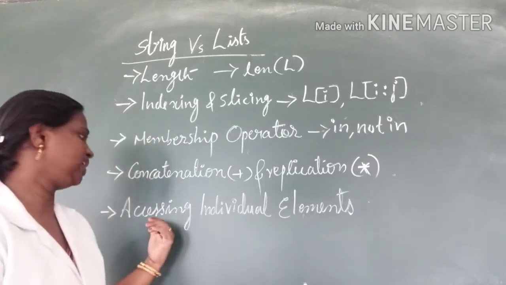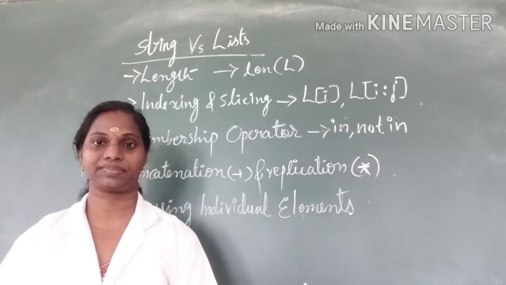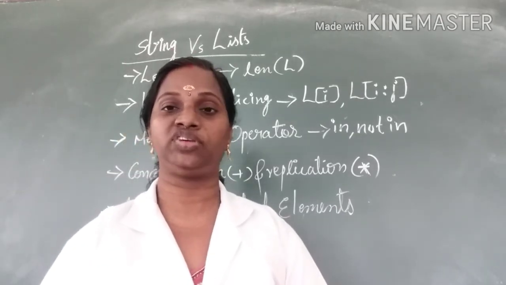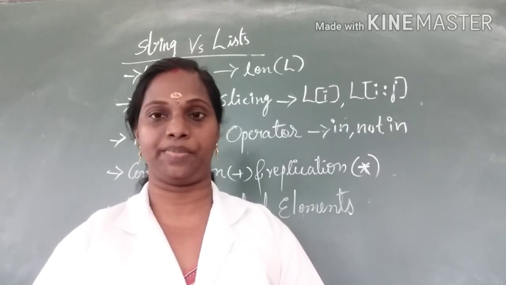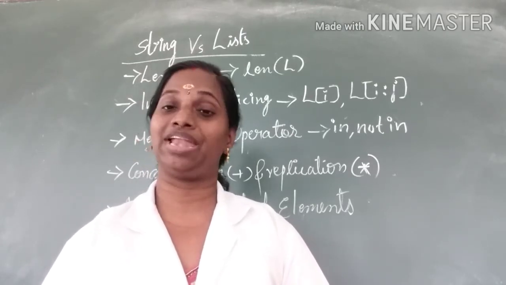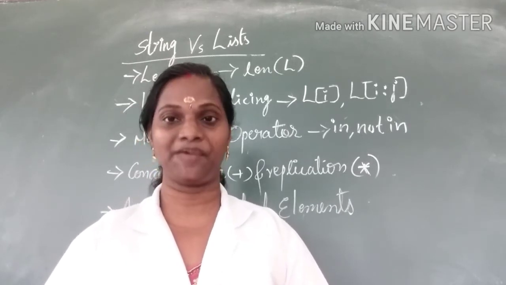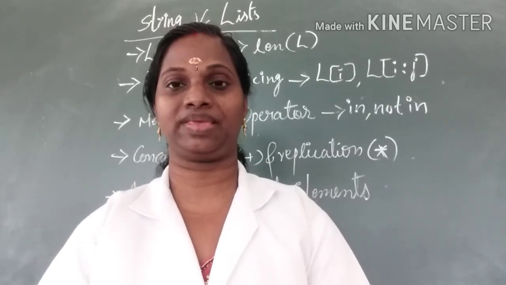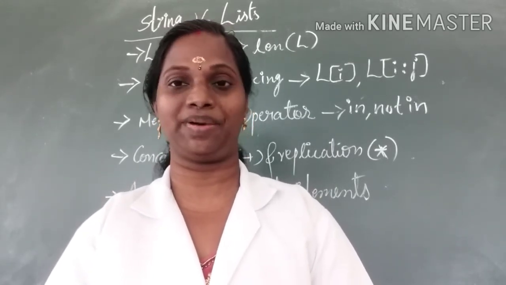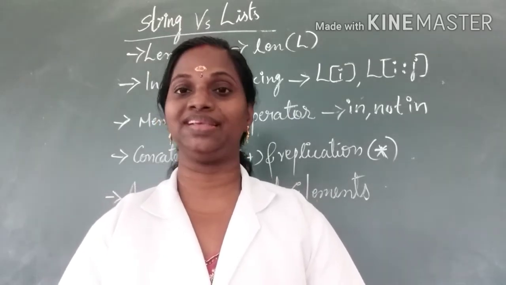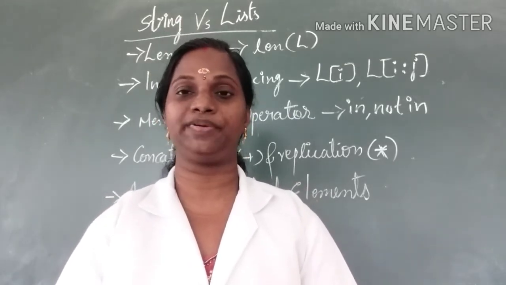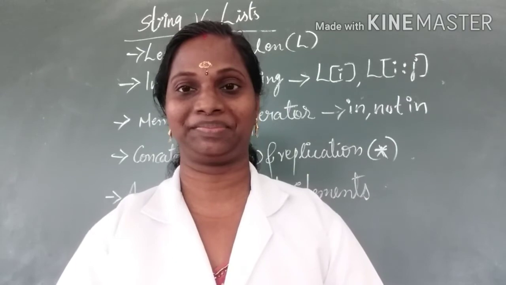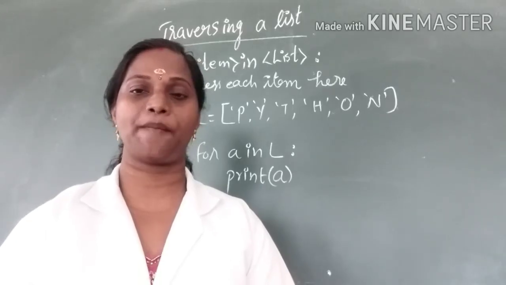Clear? And the last one is accessing individual elements. In a list you can access an individual element by representing its position number, for example L of 0 or L of 1 or L of 5, which will give the value at that position. It also has some differences. Strings are not mutable but lists are mutable. That is, you can change the values in a list, but in a string it is not possible to change a single character. Clear?